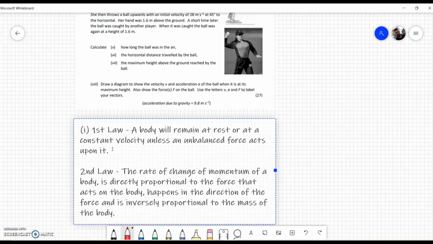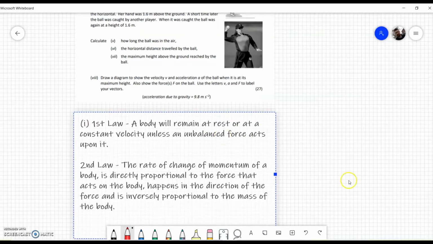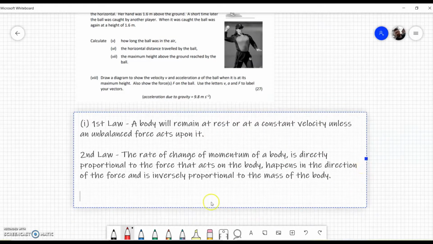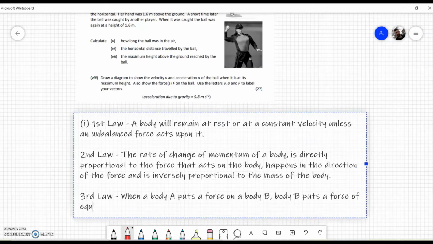Okay, finally, the third law. I wouldn't write this as every action has an opposite reaction. I prefer to write it like this. When a body A puts a force on a body B, body B puts a force of equal magnitude on body A in the opposite direction.